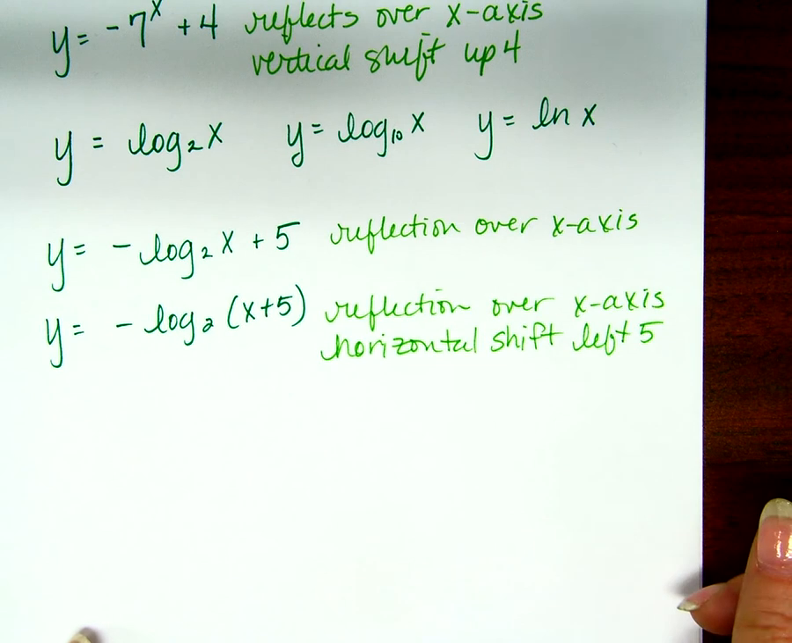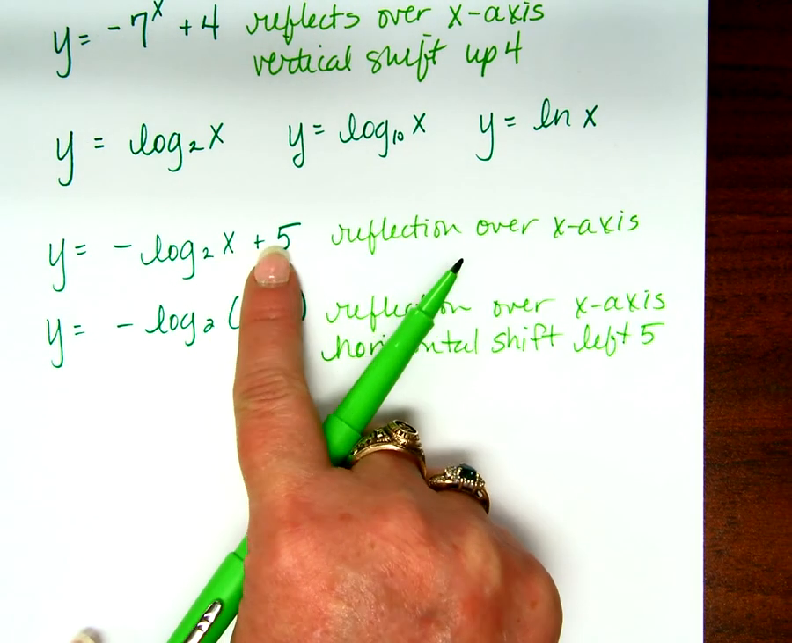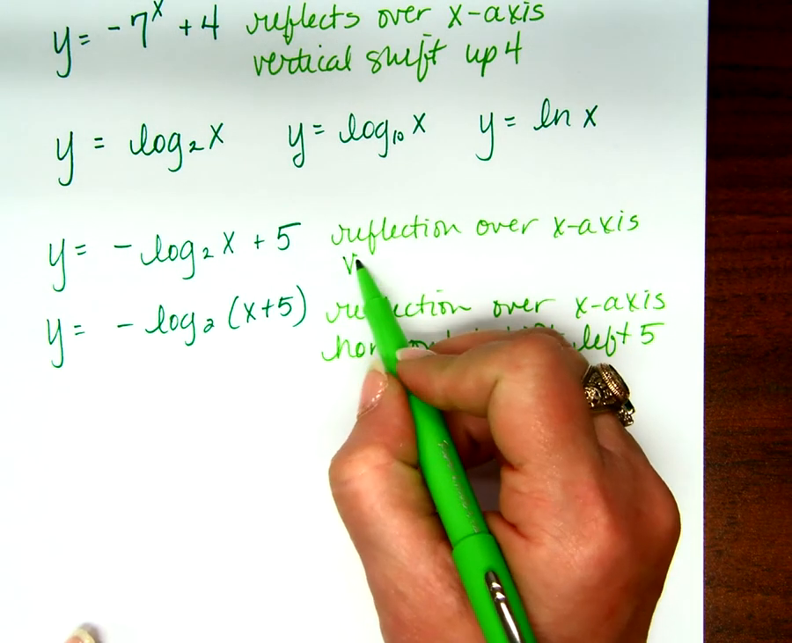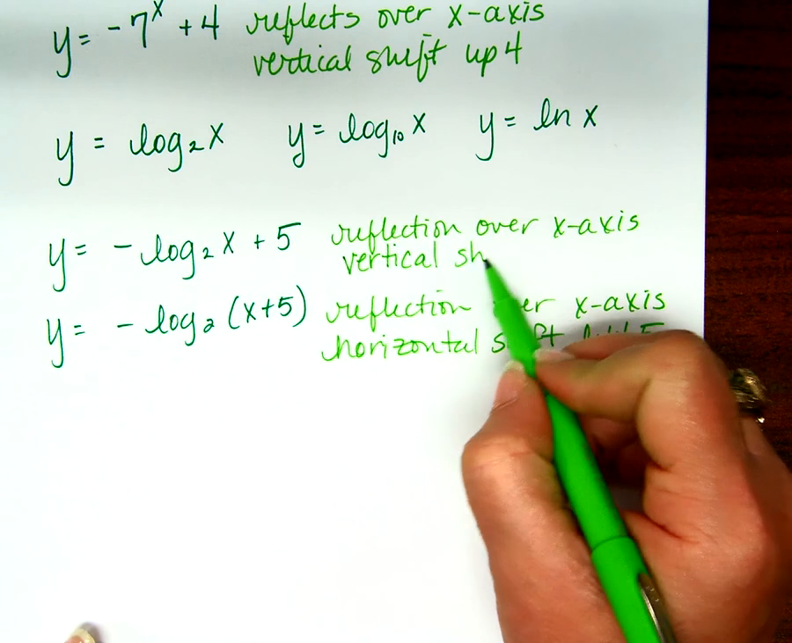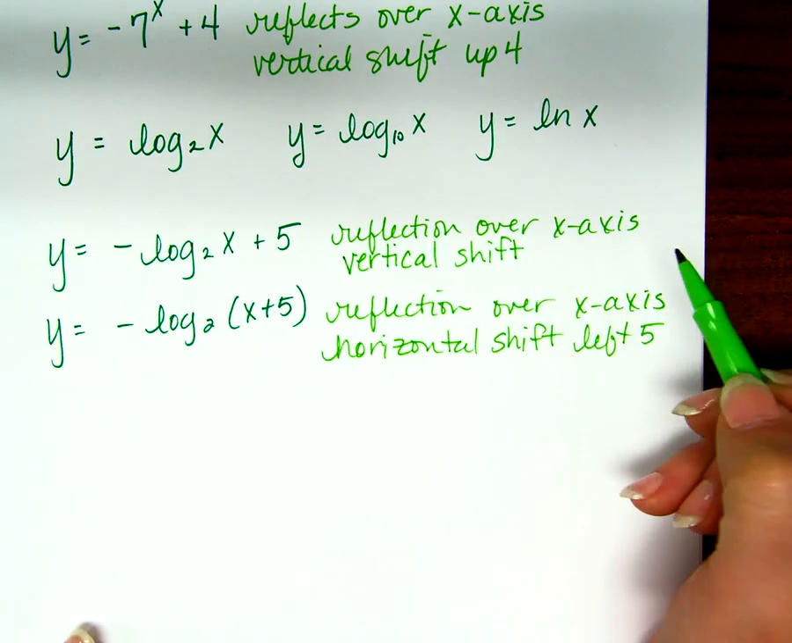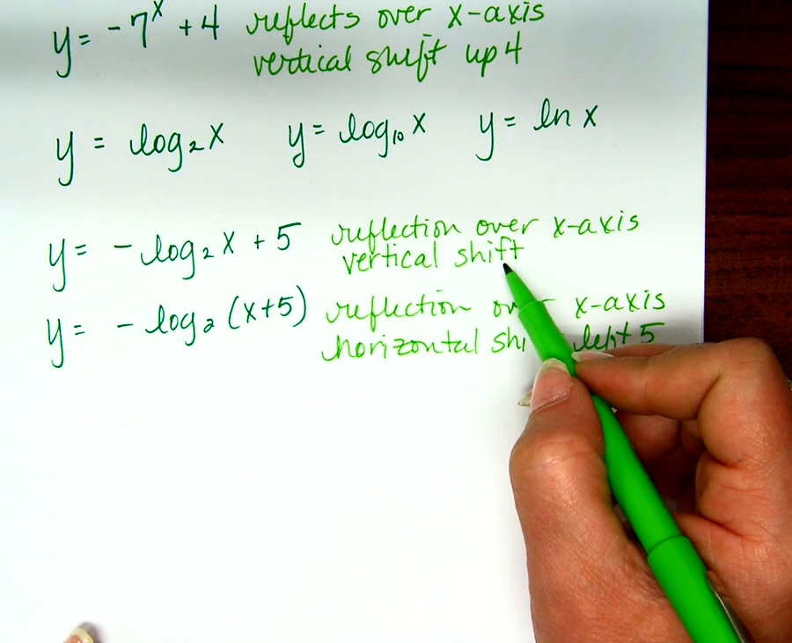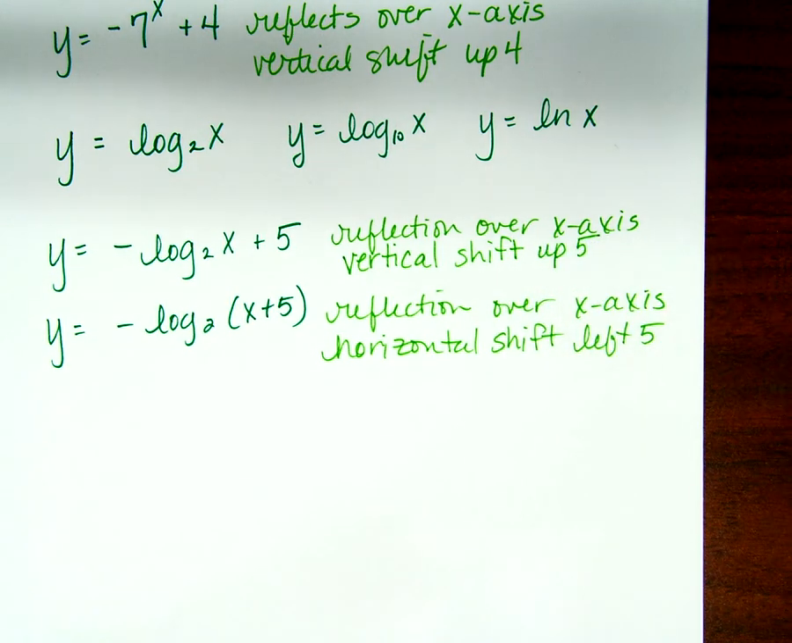Done. So if it's outside, and you can tell it's outside because there's no parentheses, then it's a vertical change, in this case a shift. And what is the most important part? The F, right? Don't forget your F's. Vertical shift, God bless you, up 5. Yeah?